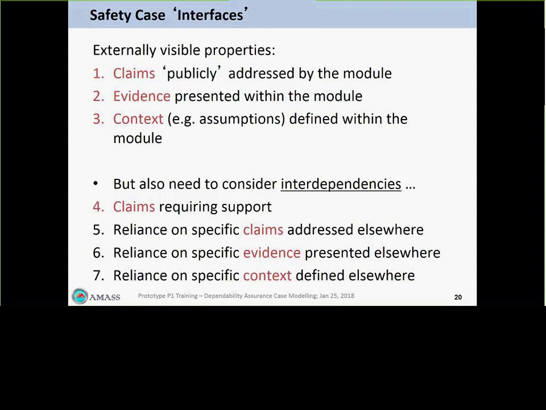But we have to consider interdependencies. So we have claims that need support, and they do not have supporting evidence within that component, but in another one. So we can have claims addressed elsewhere, evidence presented somewhere, context defined other ways. All these are interdependencies.